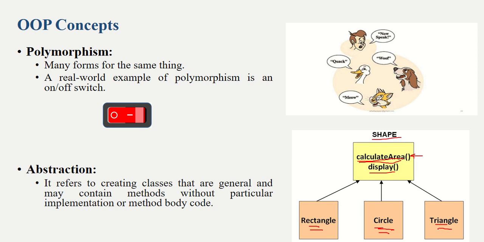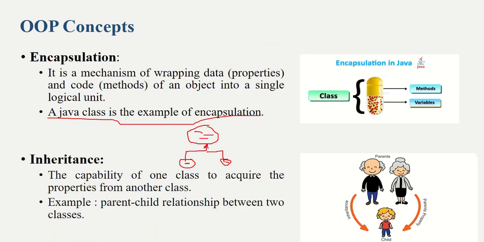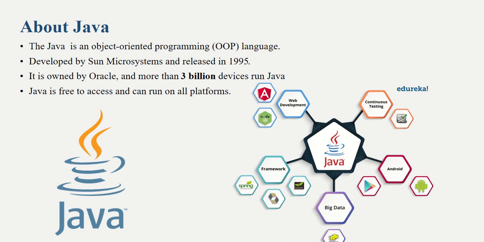All right, so how many concepts have we talked about now? We talked about object, class, encapsulation, inheritance, polymorphism, and abstraction. So we're going to learn object-oriented programming using Java.